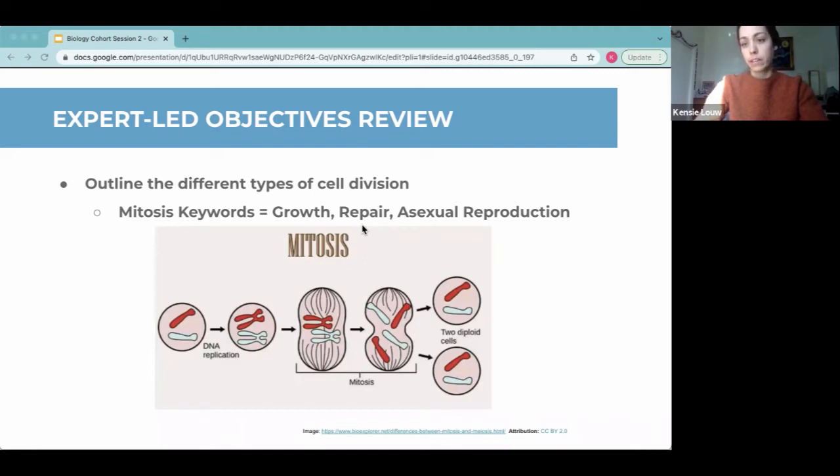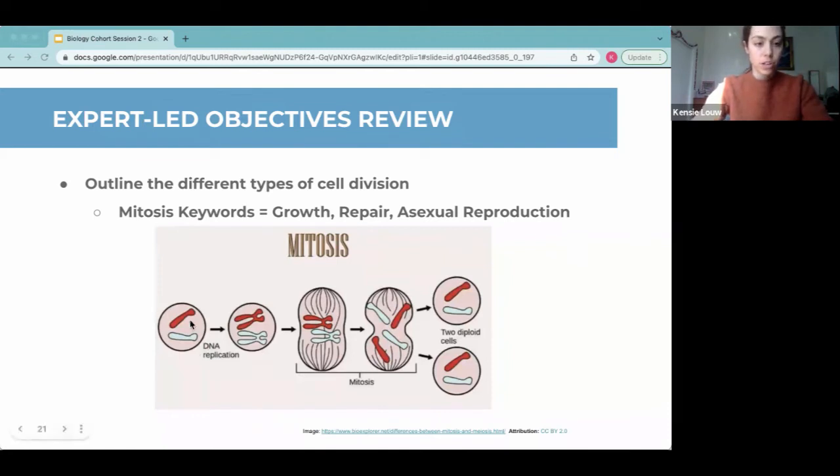So in a fully grown organism that's not developing, lots of repair has to go on. Growth still happens too, but repair might be a more common use of mitosis. And then asexual reproduction is also an example of when mitosis is used, in organisms that reproduce asexually. So in mitosis, we talked about how this is the phase where the genetic material in the nucleus is dividing.